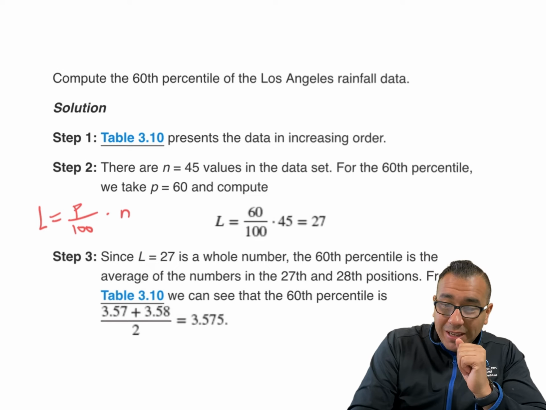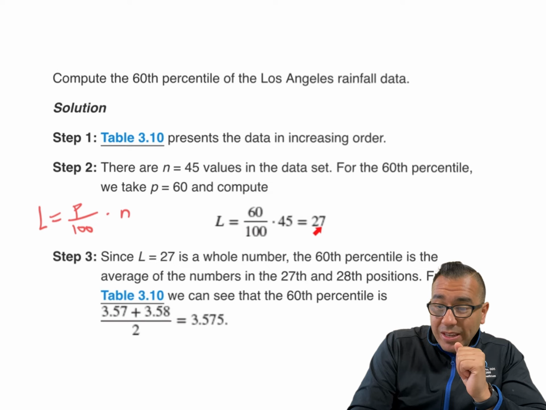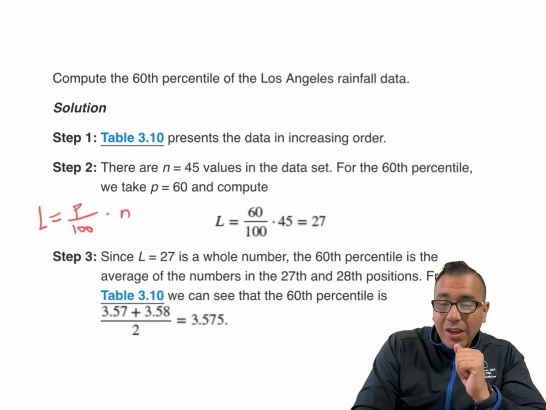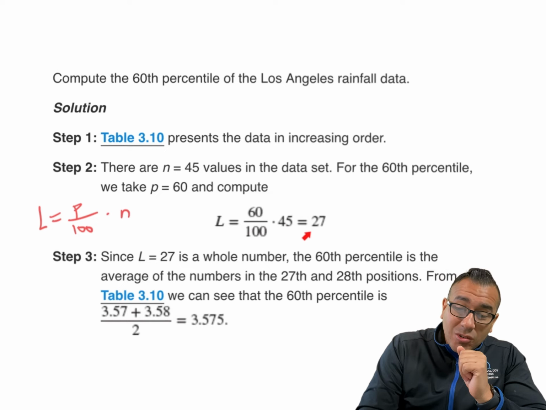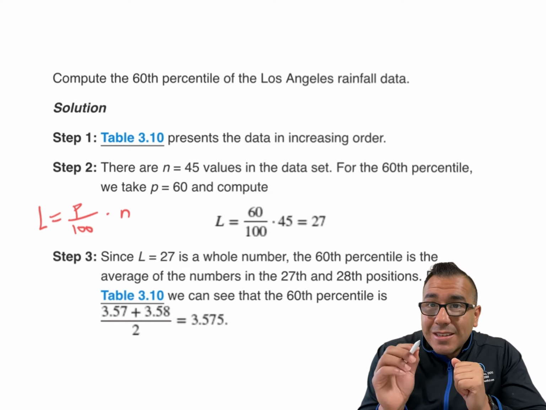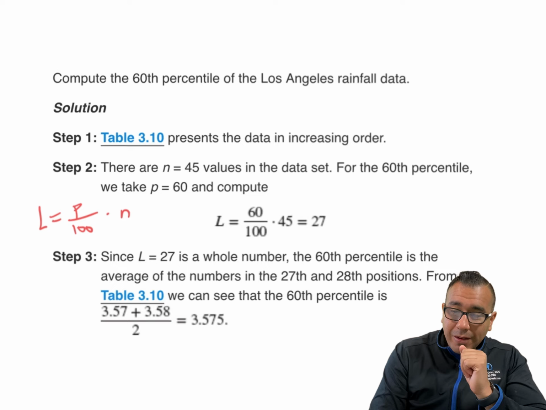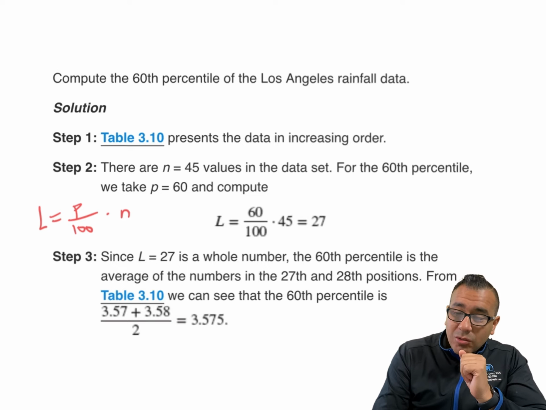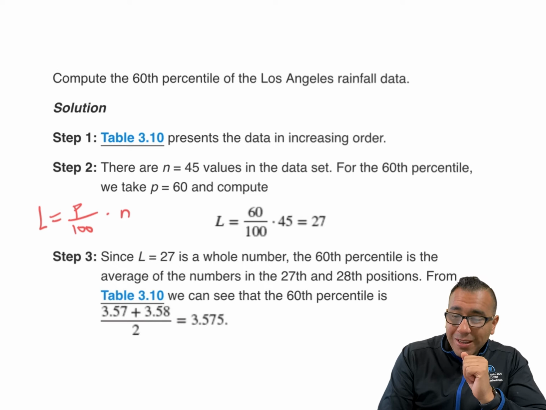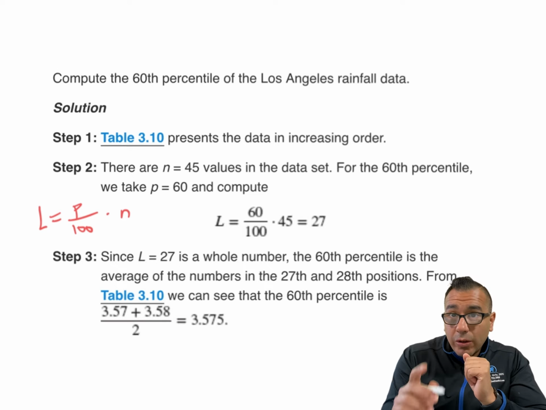All right, so we plug everything in, and in this case, we get 27. So we do 60 divided by 100, whatever you get, multiply it by 45. And this 27 here, this is the location. So you've got to be careful here. When your answer is a whole number, this is what you want to make sure to write down.